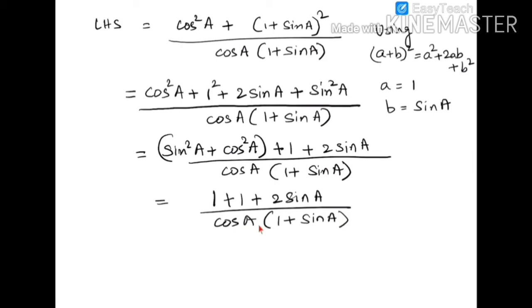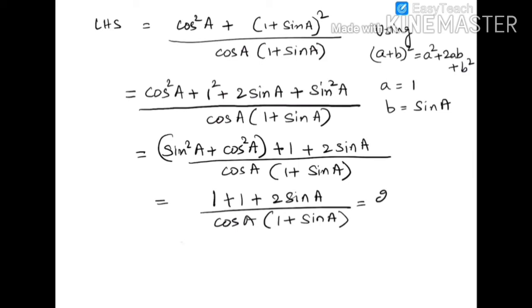Notice that I am not simplifying the denominator by multiplying cos A to the bracket, because I can foresee that the numerator is going to give me 1 plus sin A, which is going to get cancelled. But if you multiply cos A with the bracket, it is only going to complicate your work and you will never arrive at the right hand side. So you will have to use this kind of logical thinking in order to arrive at the right hand side.